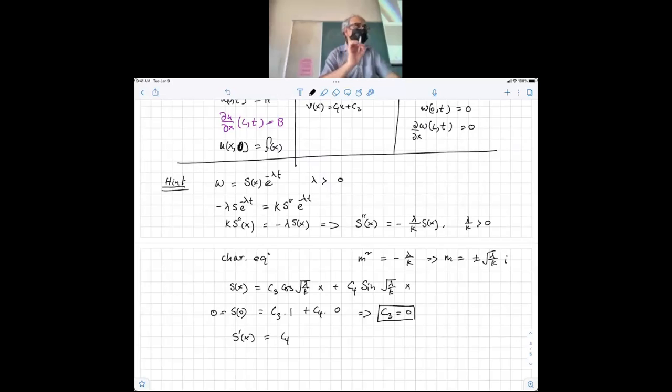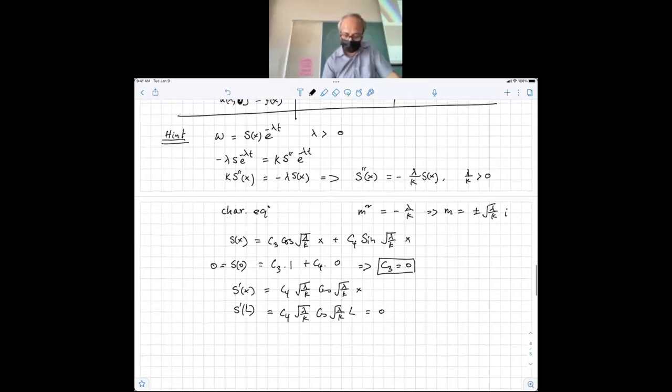But I say when you get a question, show your working. That doesn't mean everything, it means working. So S prime x is C4 square root of lambda over k cos square root of lambda over k x. Then the condition is at S prime L, sorry, I'm sorry. So I get C4 square root of lambda over k cos square root of lambda over k L equals 0. The coefficients are not 0, because otherwise you will get a trivial solution, which is what we don't want.